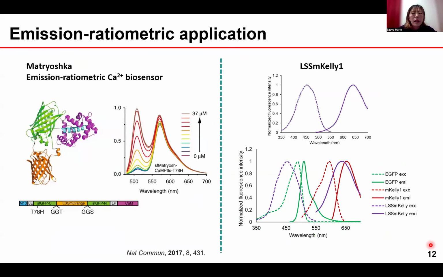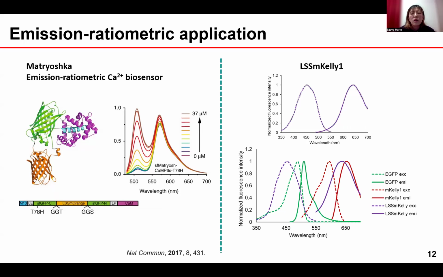Another important application we tested is turning our intensiometric biosensors into emission ratiometric biosensors. As Shosei also introduced, intensiometric biosensors show very large changes in fluorescence intensity, visualizing small changes in pyruvate concentration. However, they lack quantitativeness since fluorescence intensity can be changed by expression level and so on. Lifetime is also a solution, but I also aim to turn them into emission ratiometric biosensors.